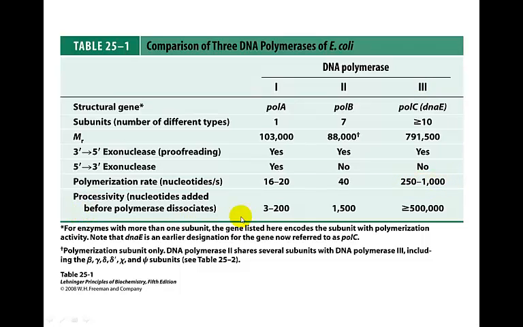Processivity, that has to do with how far it can polymerize before it falls off the DNA. So anywhere from 3 to 200 nucleotides, this can elongate a chain before the enzyme dissociates. 1,500 chain elongation before the enzyme dissociates. And polymerase 3 greater than 500,000. So from these numbers, without knowing anything more, you could guess what is the main polymerizing DNA polymerase in E. coli.